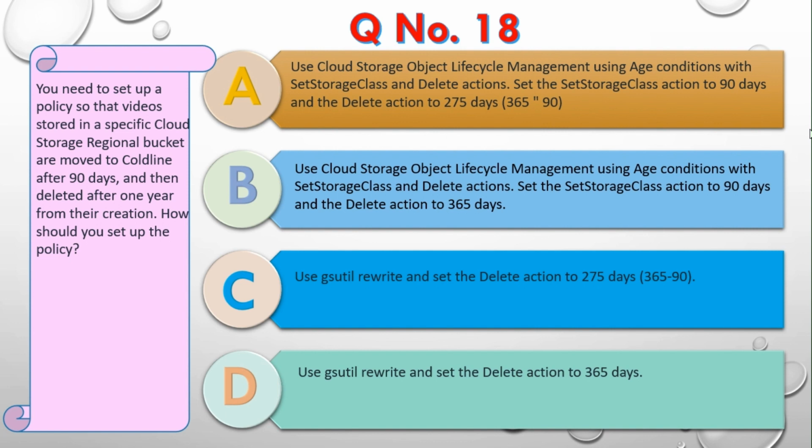Set the set storage class action to 90 days and delete action to 365 days. Option C, use gsutil rewrite and set the delete action to 275 days, 365 minus 90. Option D, use gsutil rewrite and set the delete action to 365 days. Option B is the correct answer.